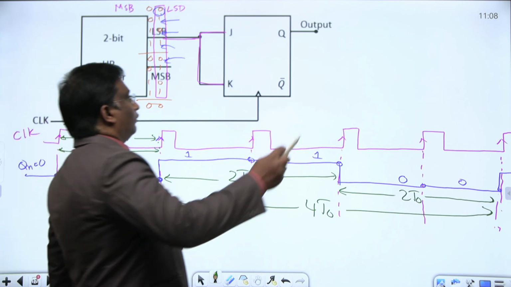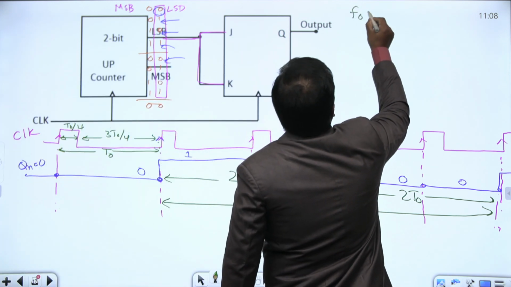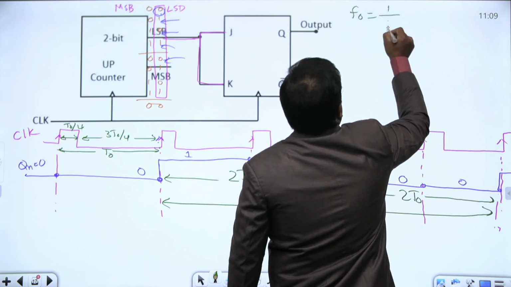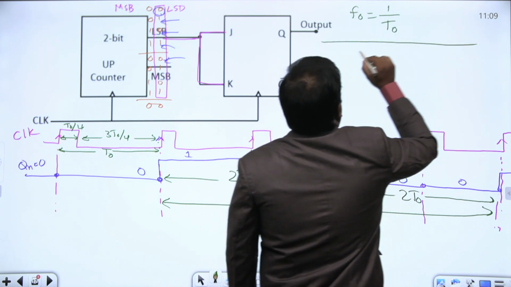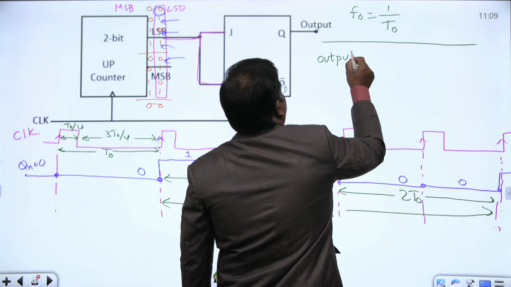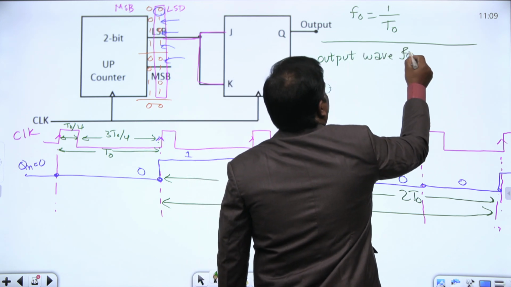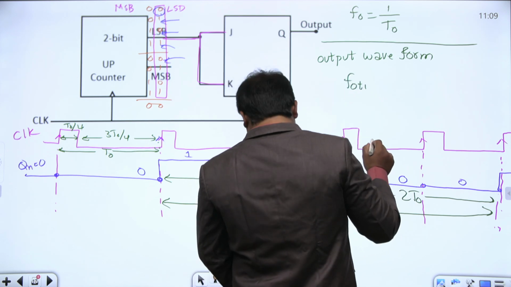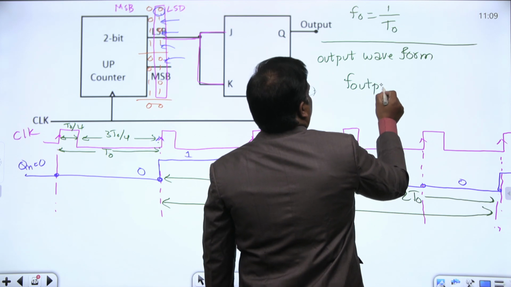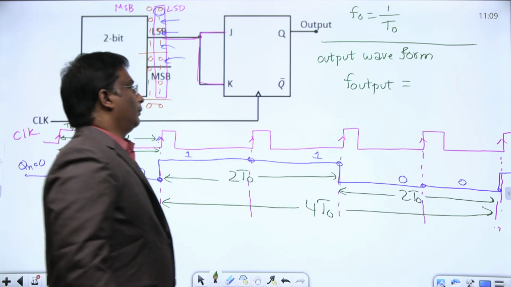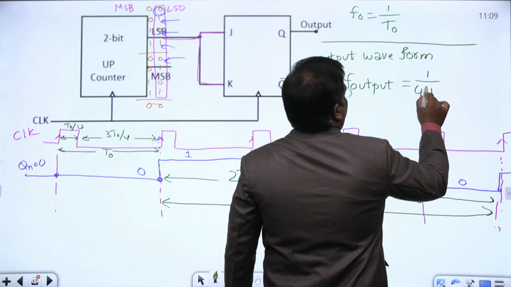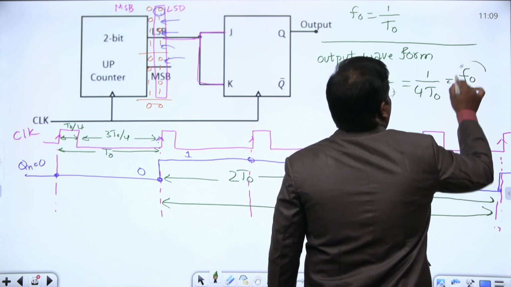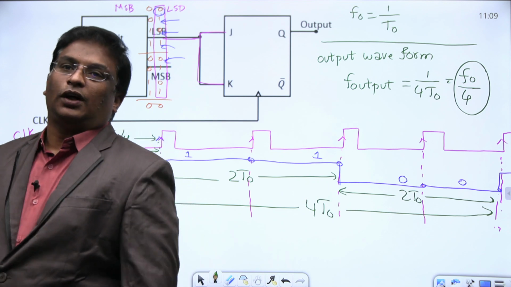See here, the input waveform frequency f0 is nothing but the reciprocal of T0, that is 1 by T0. That's the input waveform. For the output waveform, tell me what's the frequency here? F output. This is nothing but the reciprocal of this one, 1 by 4 T0. Since 1 by T0 is f0, this is nothing but f0 by 4. f0 by 4 is the output frequency.